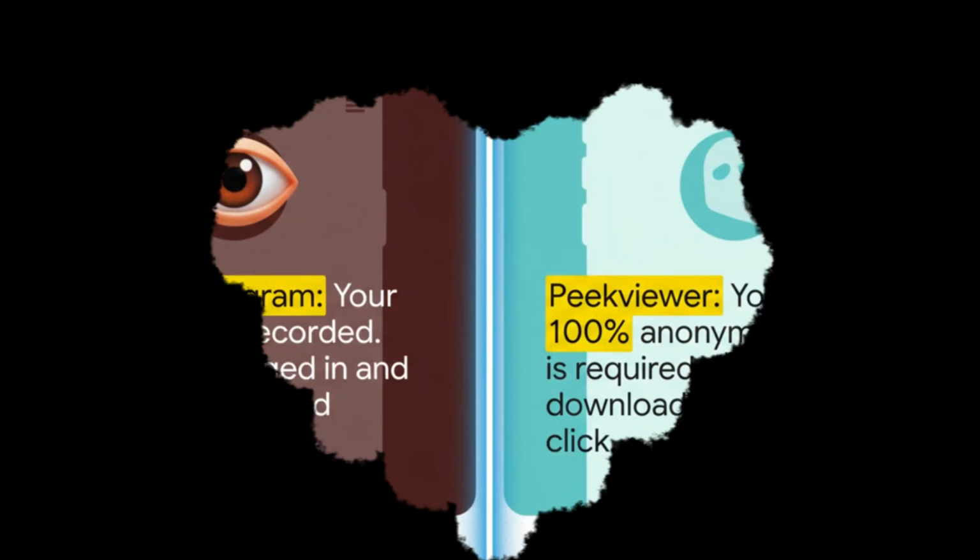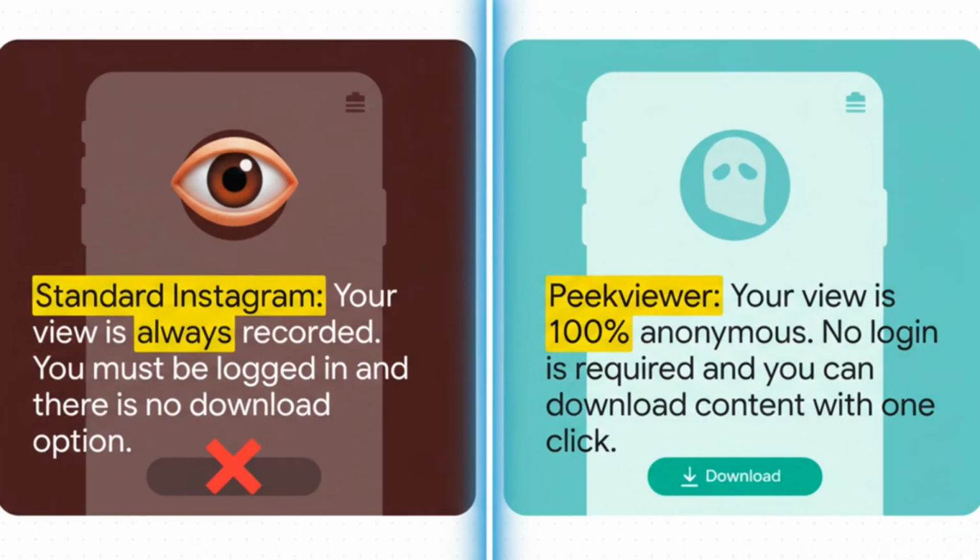The difference is just night and day when you see it laid out like this. On regular Instagram, your view is recorded, there's no easy way to download anything, and you have to be logged in. Peekviewer just flips every single one of those things on its head. Your view is 100% anonymous, you can download photos and videos with a single click, and you never, ever need to log in. It's just a totally different way to browse.